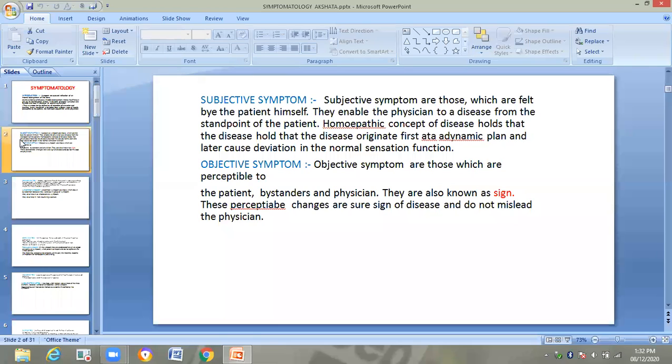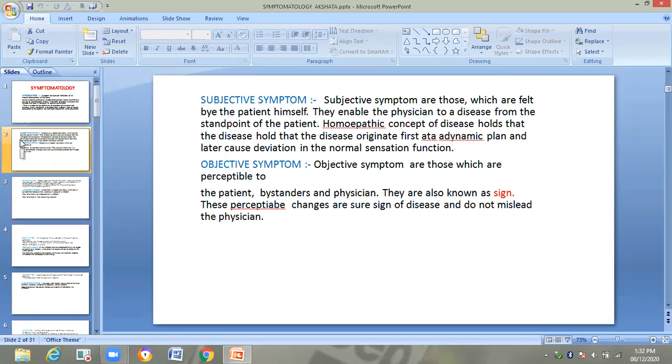According to our homeopathic concept of disease, as we discussed, disease originates first at the dynamic level and later causes deviation in normal sensation and function, which is only felt by the patient.